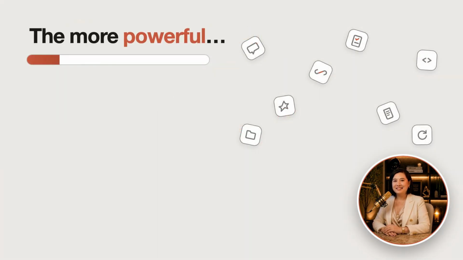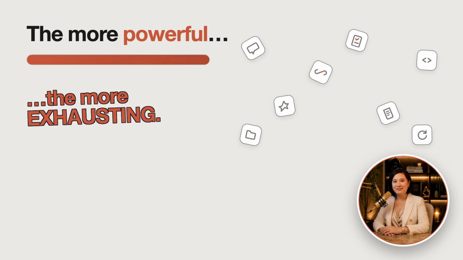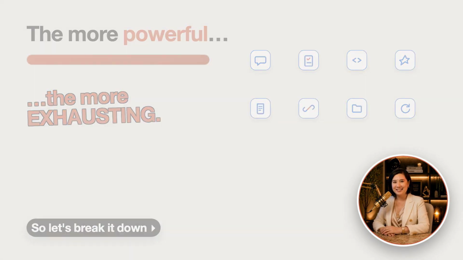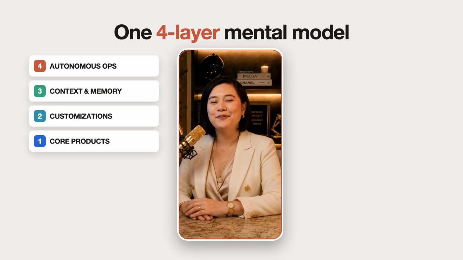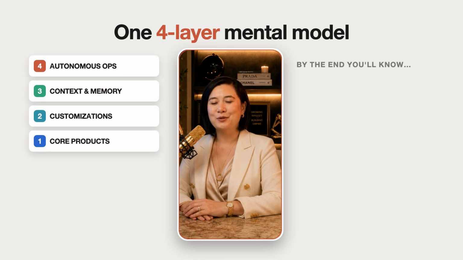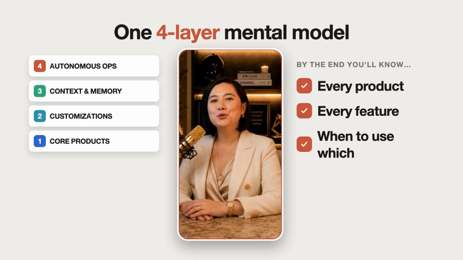But let's be real for a second. The more powerful a tool gets, the more exhausting it can be to figure out how to actually use it all, right? So today, we're going to break down this entire ecosystem into a highly digestible 4-layer mental model. By the end of this video, you'll know every product, every feature, and exactly when to use which one. Okay, let's dive into this.